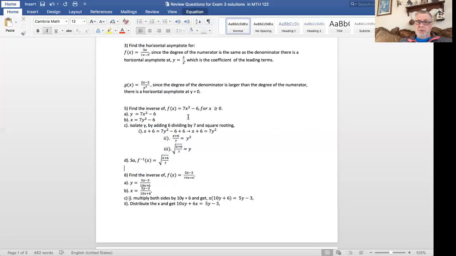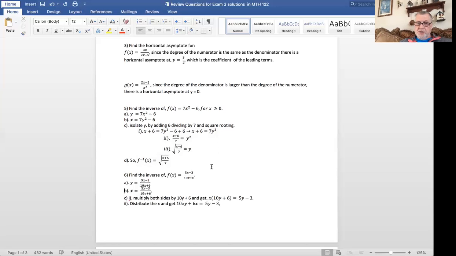Find the inverse. Remember, the inverse is a 4-step process. Here we have 7x squared minus 6 for x greater than or equal to 0. We have to have that restriction to make sure it's one-to-one. Let me start with the beginning. We change f of x to y, switch the x's and y's, add 6 to both sides, divide by 7, and then take the square root. And so we end up with f inverse equals the square root of (x plus 6) over 7.